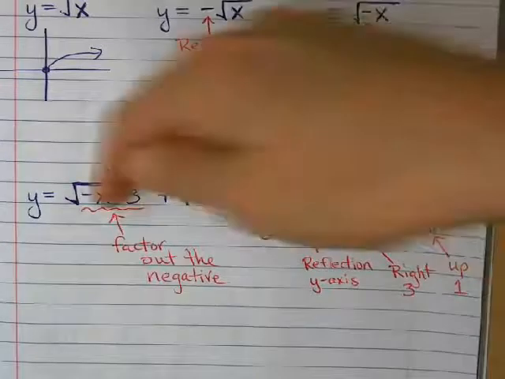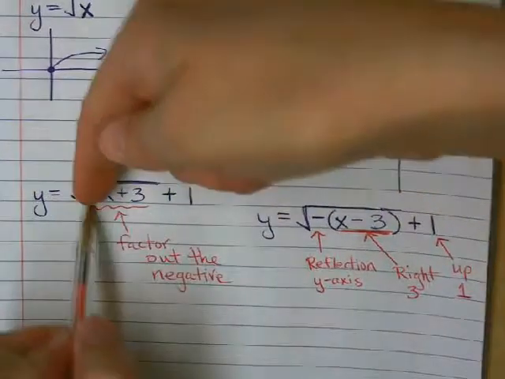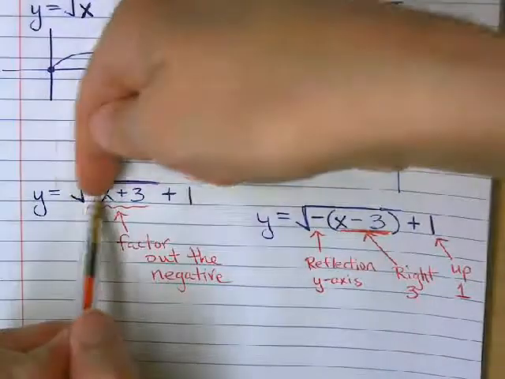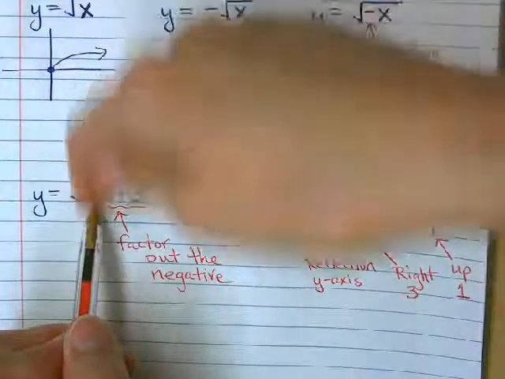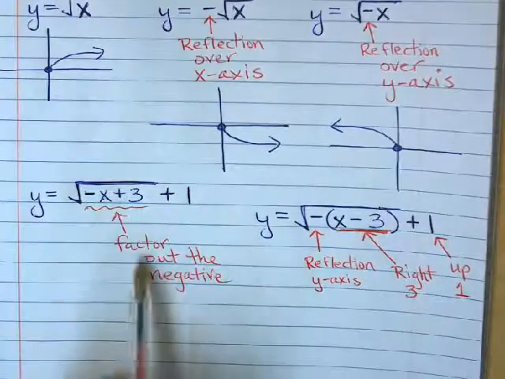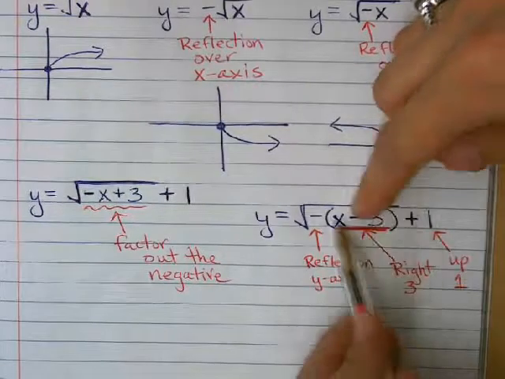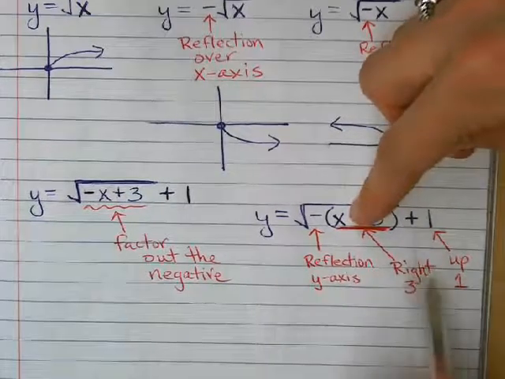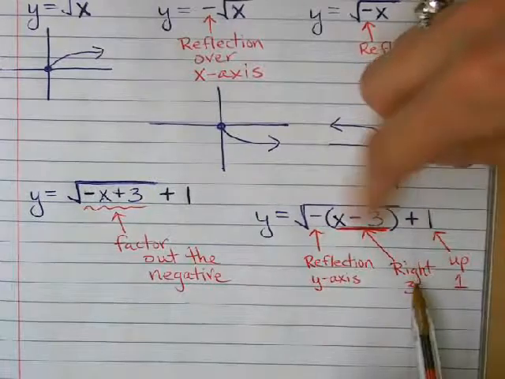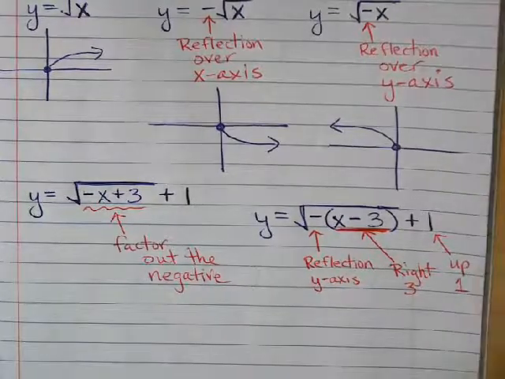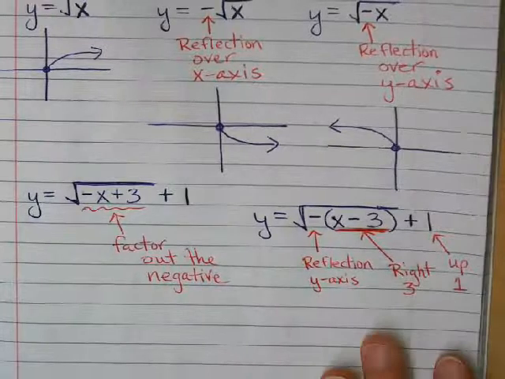So for the ones that have the negative inside, right by the x, inside the square root, you kind of have to figure it out. You take that negative out, because otherwise you'd get the left-right part mixed up. So it's kind of tricky.